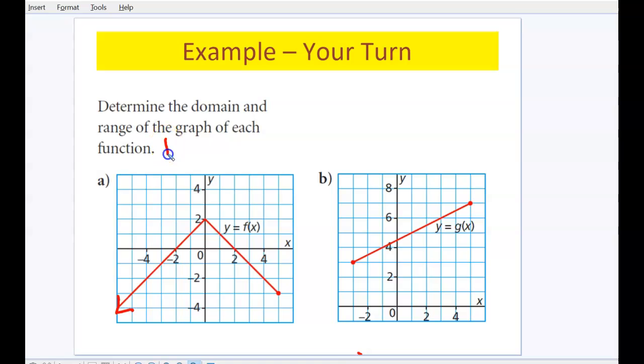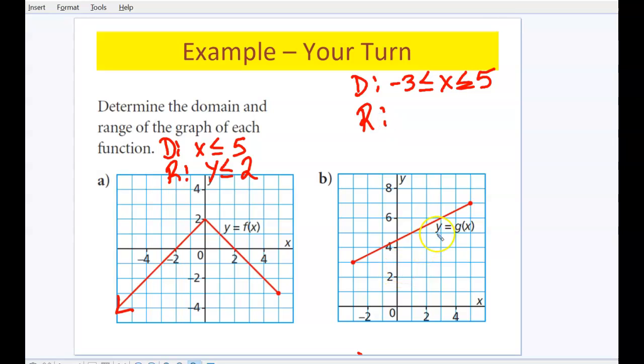Okay, hopefully you got a chance to try this one. And the domain for this function, again, I start the furthest to the right is 5. Everything else is smaller than 5. So x is less than or equal to 5. For the range, the highest y value is 2. Everything else is lower. So y is less than or equal to 2. For the one on the right, my domain is going from -3 to +5. So it's -3 is less than or equal to x is less than or equal to 5. And my range is going from +3 all the way up to and including 7.